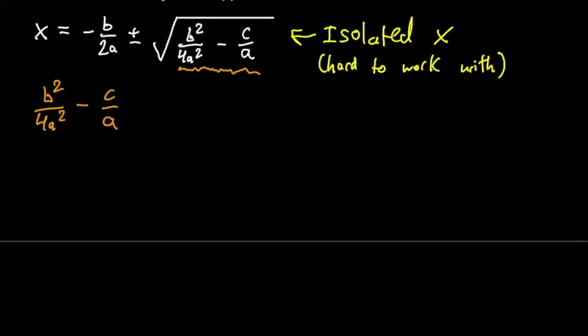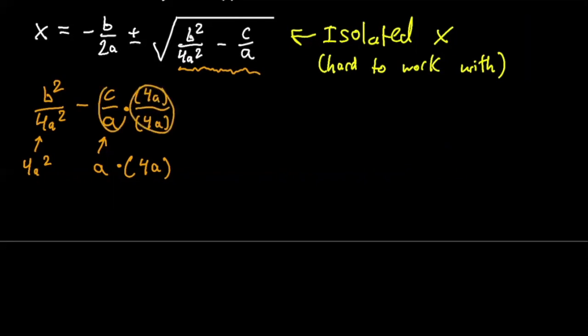Now, it might help us to combine these. So we're subtracting fractions or adding fractions here. And in order to add fractions and end up with one fraction, we need a common denominator. So notice here we have a denominator of 4a squared. Here we have a denominator of a. So to end up with a common denominator, 4a squared, we need to take a and multiply it by 4 and another a. So I'm going to take c over a, multiply it by 4a. And we need to multiply this by 4a over 4a so that we multiply it by 1. So this doesn't change the value of our fraction.